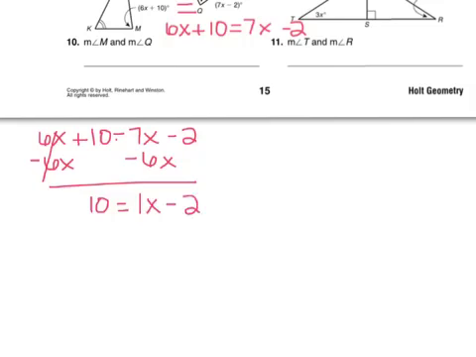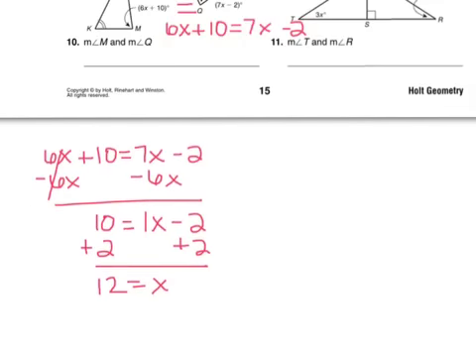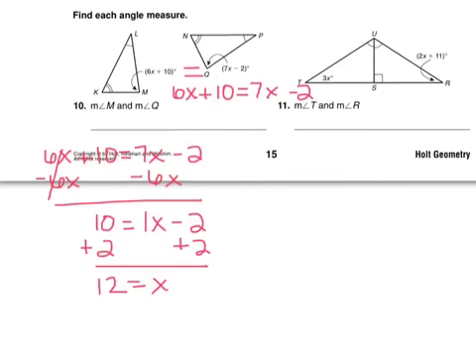Where would I go from here? Add 2. Plus 2, yeah. So what's x equal? 12. Yep. X equals 12. Now it says I want to know what angle M and angle Q equal. Plug it back in.